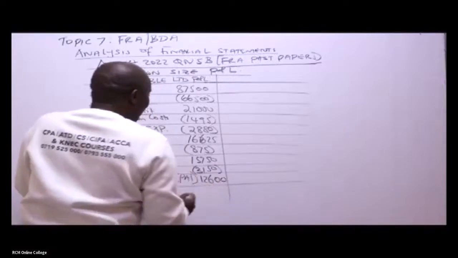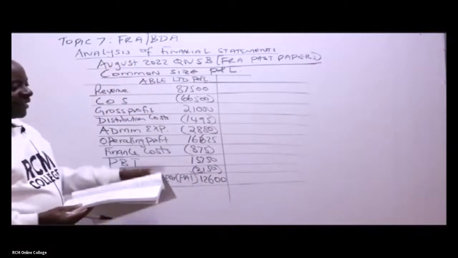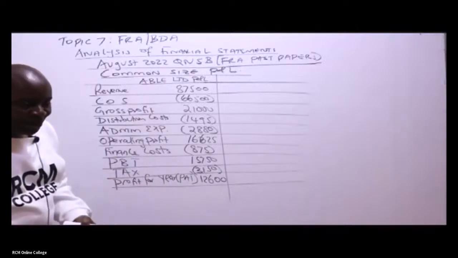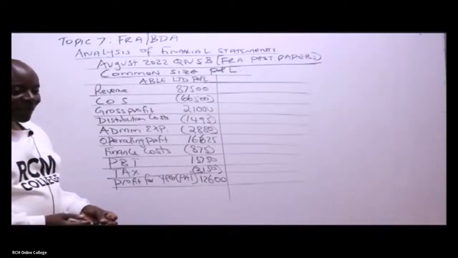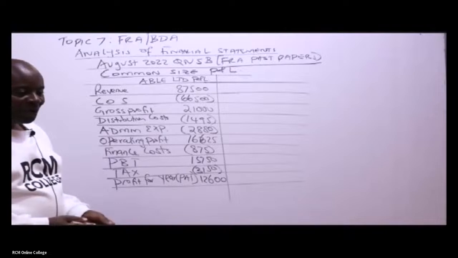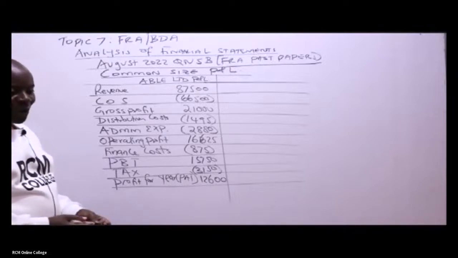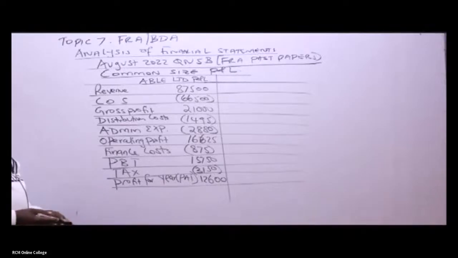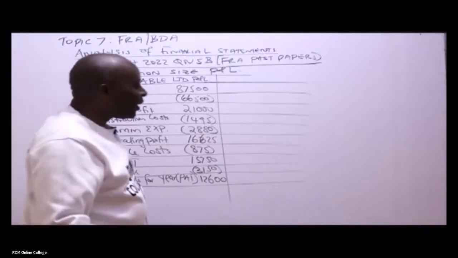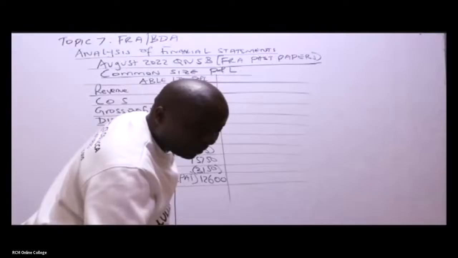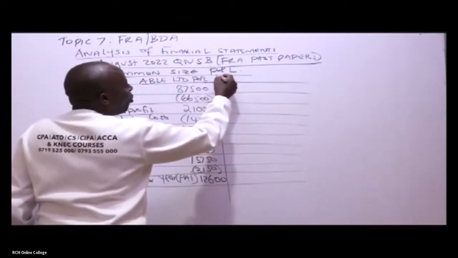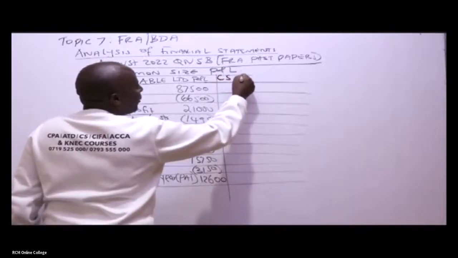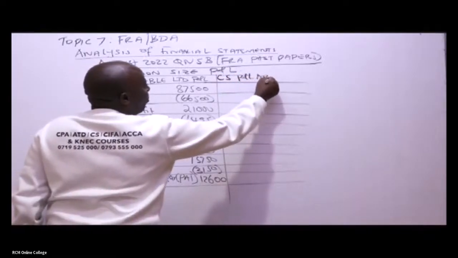So the FRA students, have you been able to copy up to here? Thank you so much, Carol, for sharing that Excel. So then after reaching here, ladies and gentlemen, I would want us to come and do our common size P and L for AB. Common size, P and L, AB.